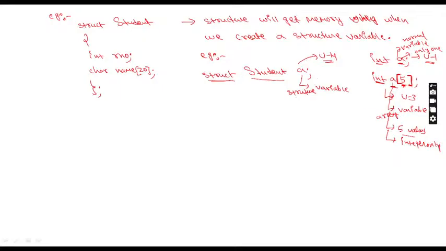Now tell me, in this a how many values are we storing? 5 values. Sir, in this a how many values are we storing? 2 values. What are the 2 values? One is roll number and one is name. Here we are storing 5 values, but all must be integer only. But roll number is an integer and name is a character. Roll number is a different data type and name is a different data type. Two different values you are storing in one variable, and that variable is called a structure variable.